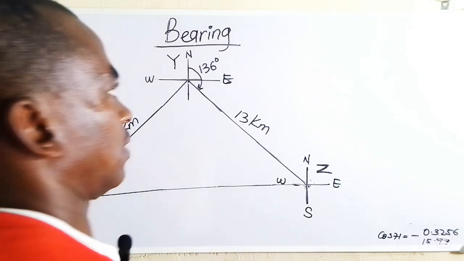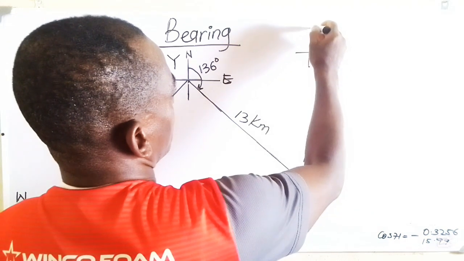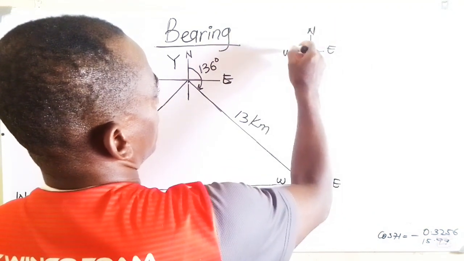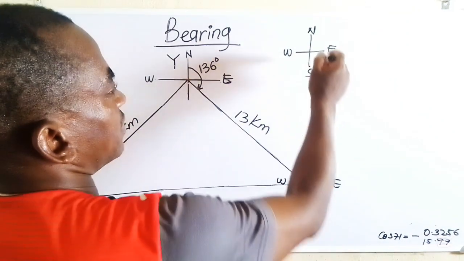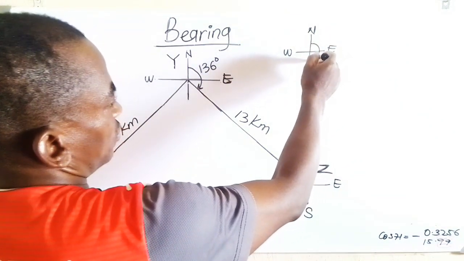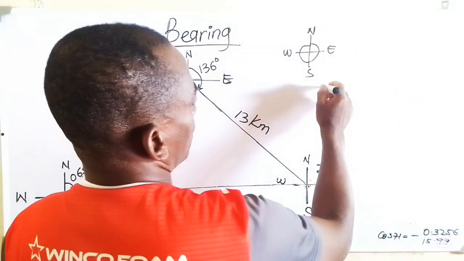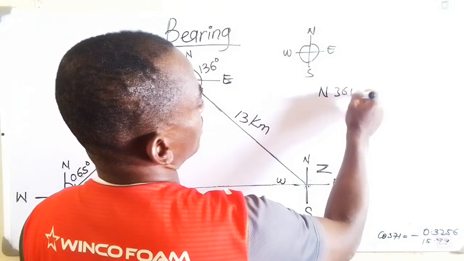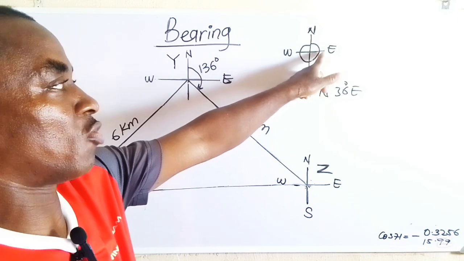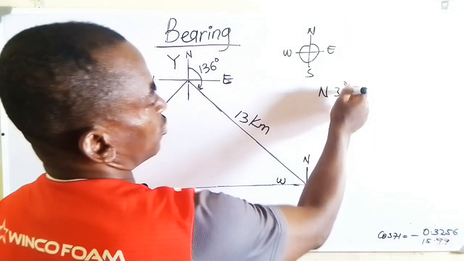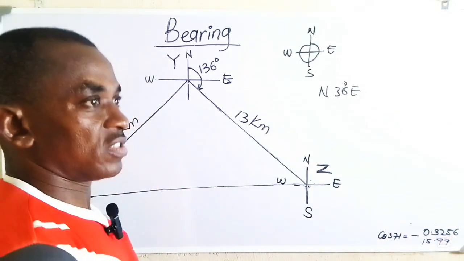Now, what is bearing? A bearing is the position of an object on the four cardinal points: north, east, south, west. A bearing measures a distance clockwise from north to east to south, west, and north again. So when you say a bearing of north 36 degrees east, it means the object makes a position from the north clockwise to the east, 36 degrees east. That is what it means.